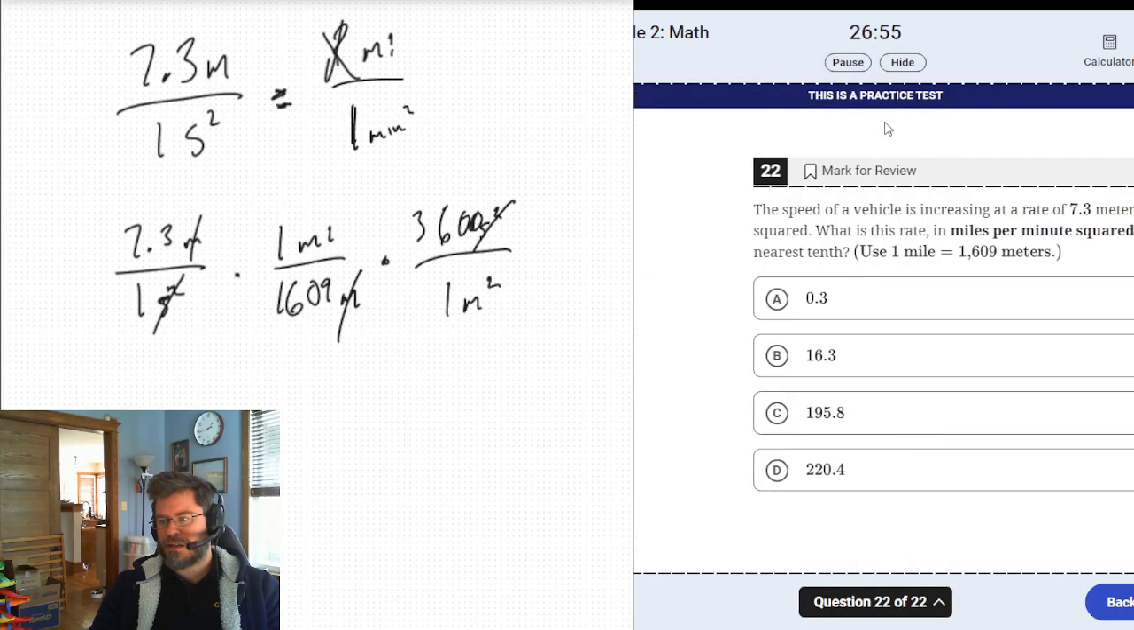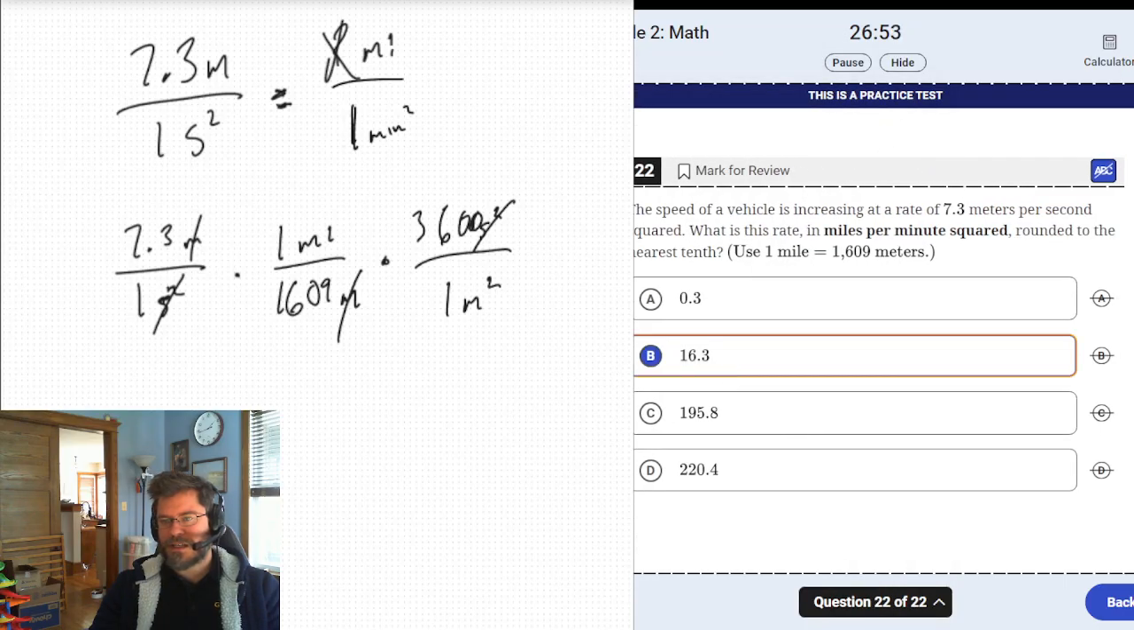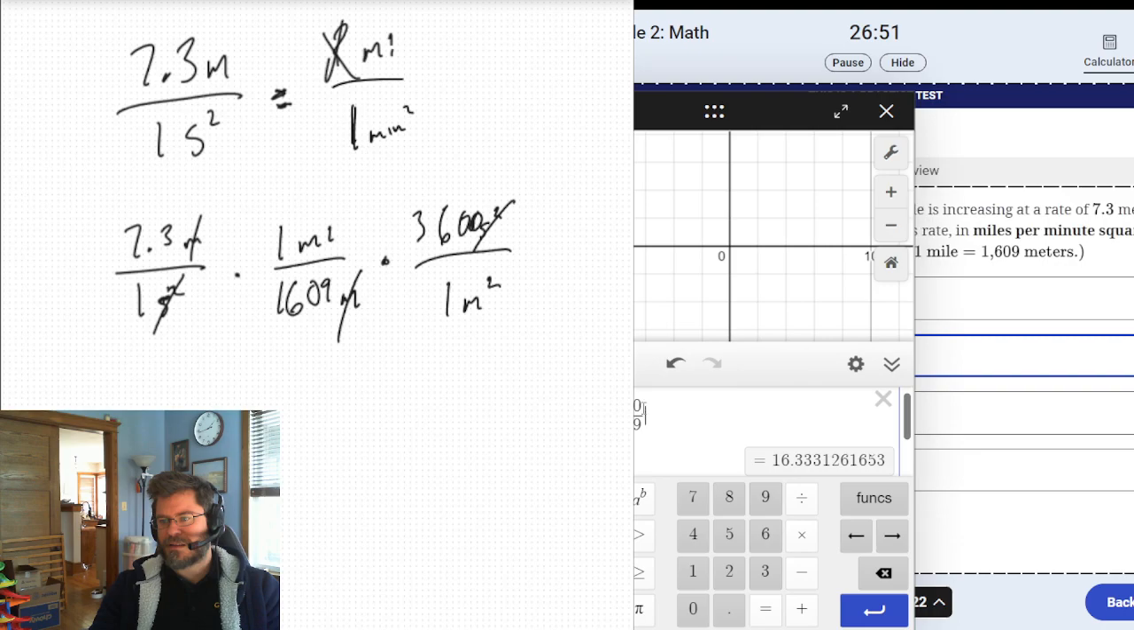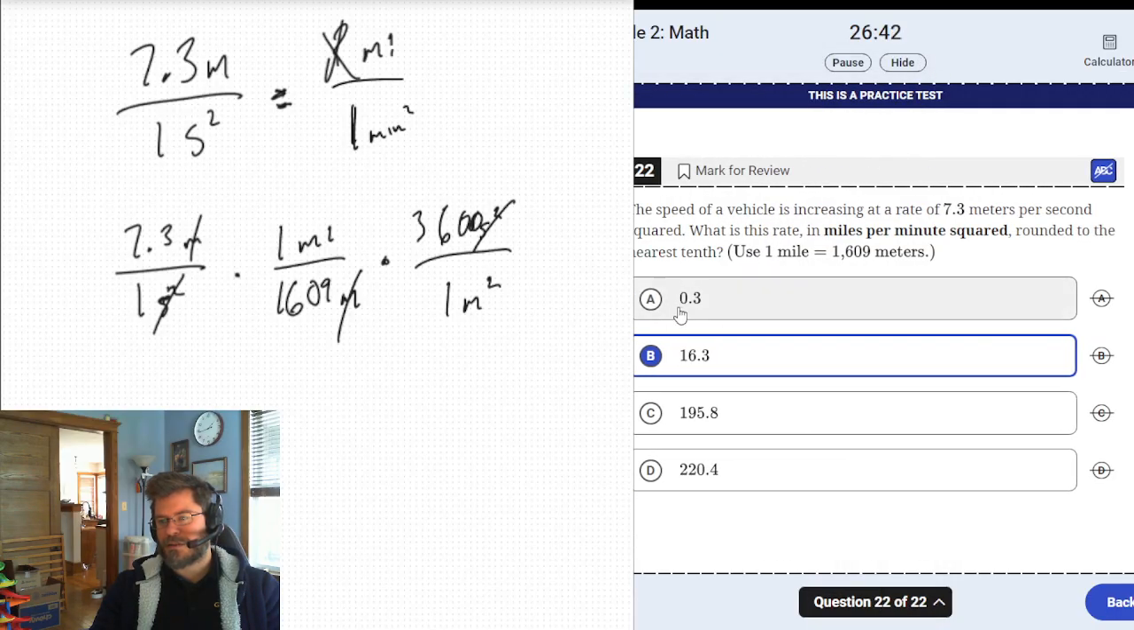16.3 is to the nearest tenth. If I just did times 60, we don't even get a whole number. It would just be 0.3. So it's either A or B, right?